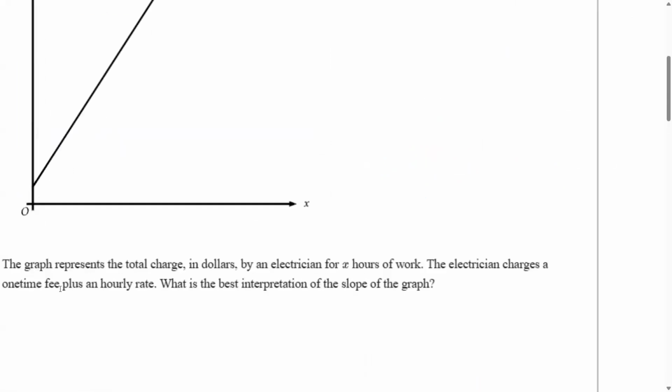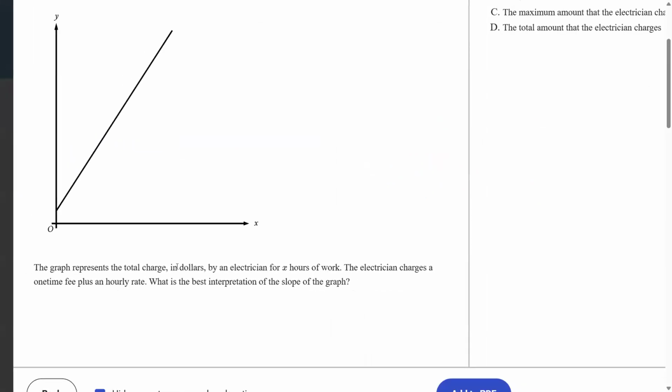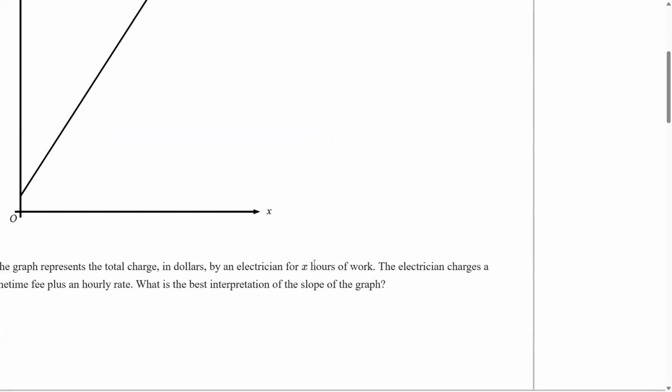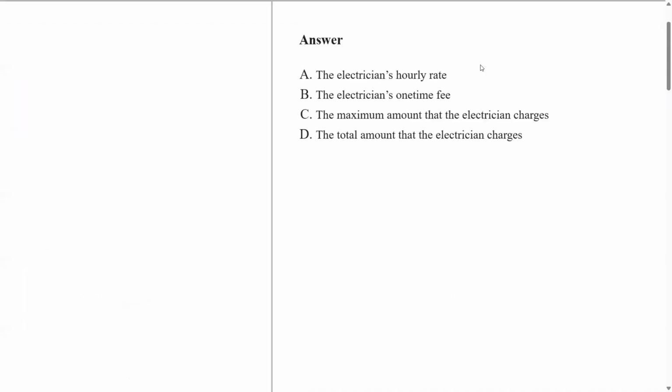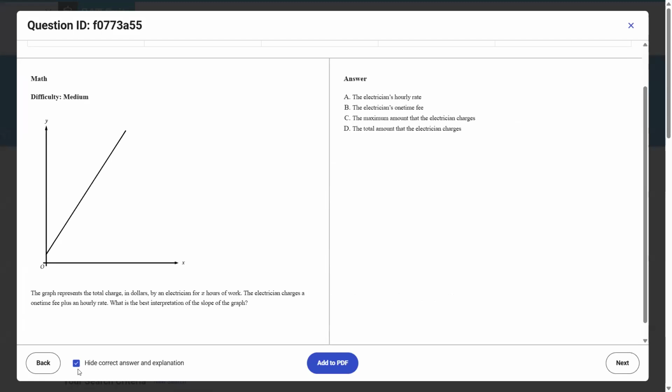The graph represents the total charge in dollars by an electrician for X hours of work. The electrician charges a one-time fee plus an hourly rate. What's the best interpretation of the slope of the graph? Here it is for X hours, so it should be the charge for each hour. Hourly rate, yes. So that is the answer.